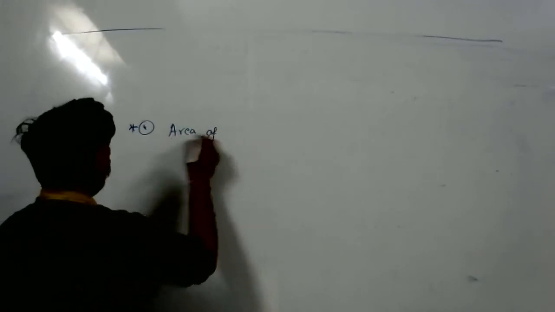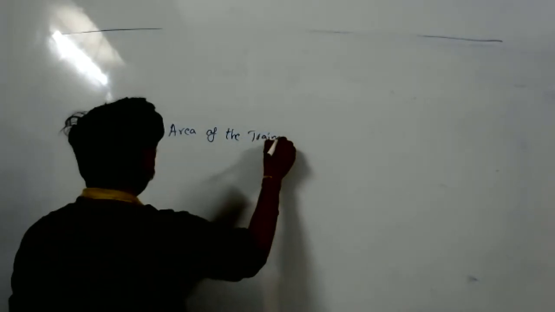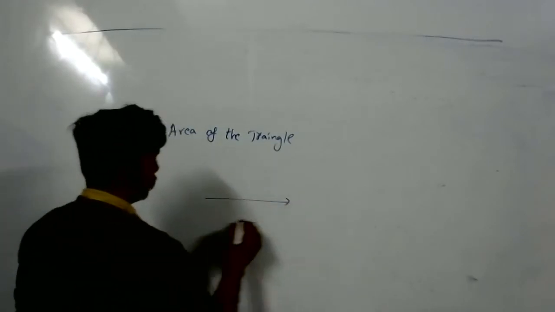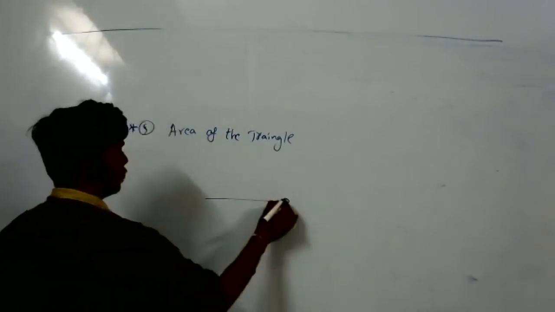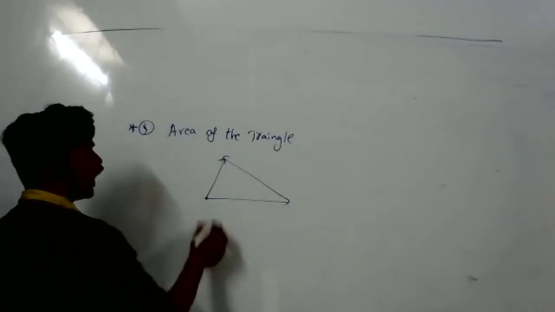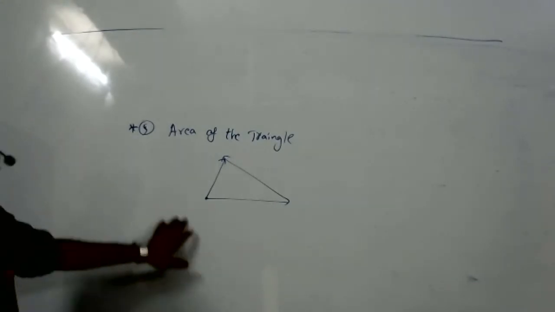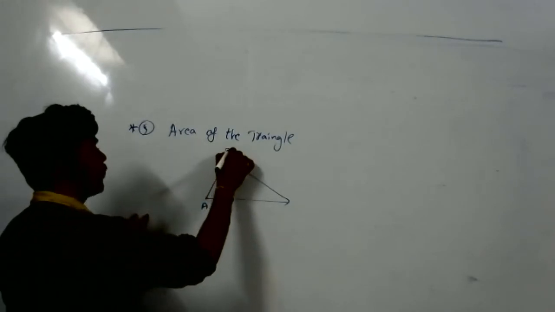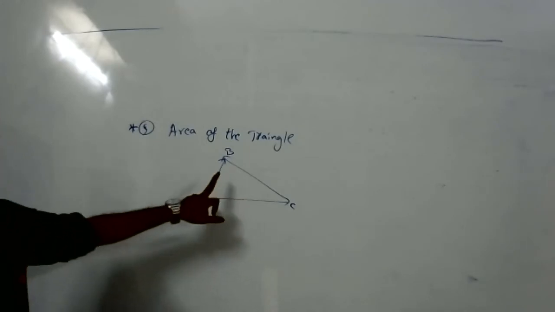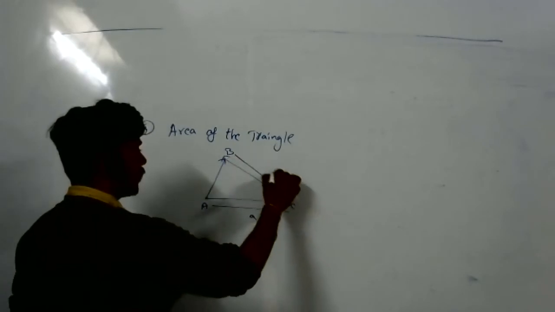The fifth one. Okay, the fifth one: area of the triangle. Suppose they have given three vectors, take them as A, B and C. So this is the distance, take A and take it is B.